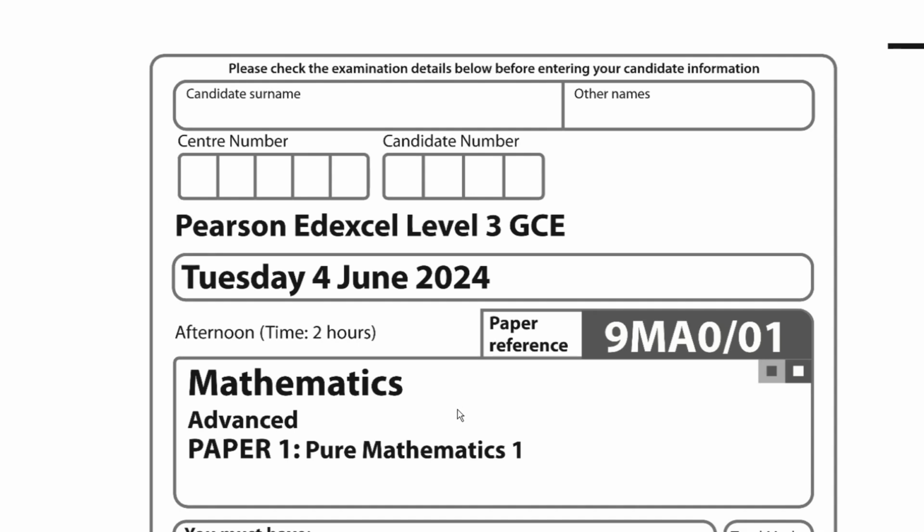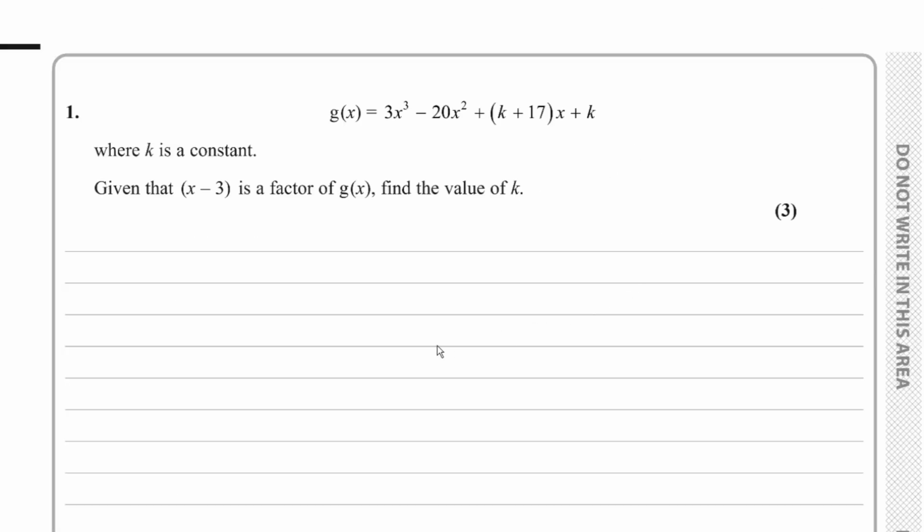This is the Edexcel A-Level Maths Paper 1 from the June 2024 series. Question number 1. g of x is equal to 3x cubed subtract (20x squared plus k) plus (17x plus k), where k is a constant. Given that x subtract 3 is a factor of g of x, find the value of k.